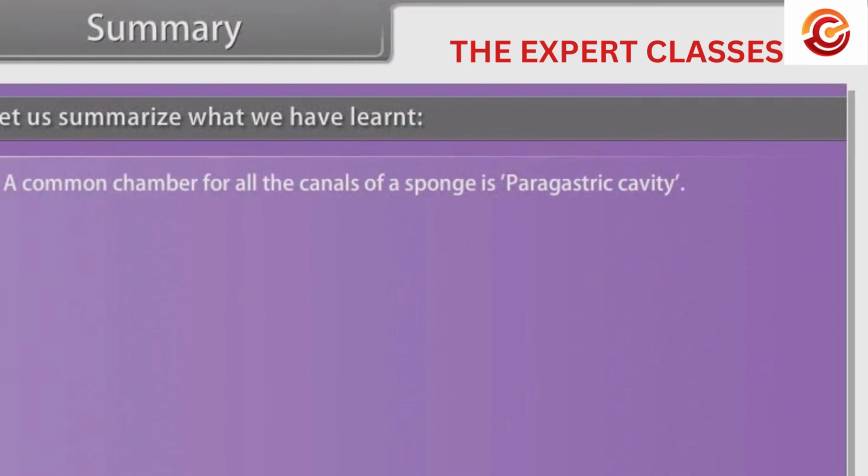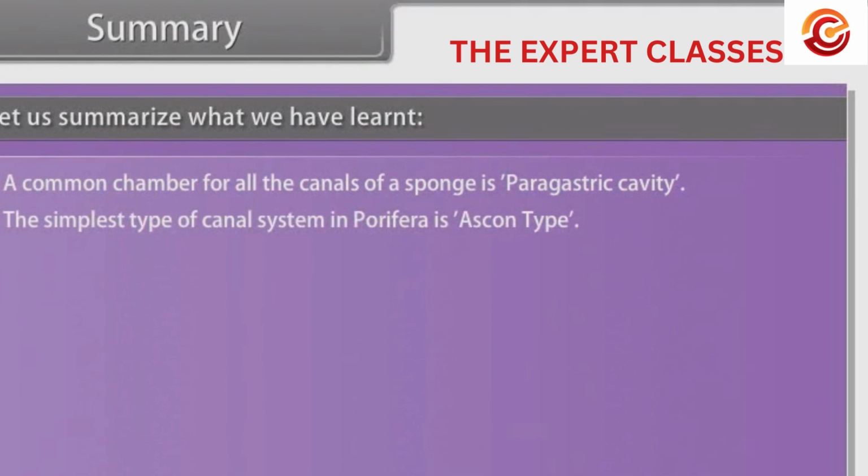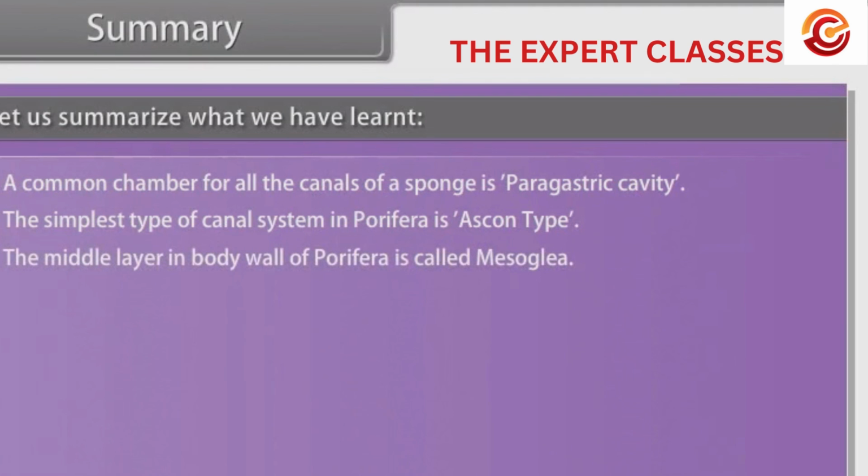A common chamber for all the canals of sponges is the paragastric cavity. The simplest type of canal system in Porifera is the Ascon type. The middle layer in the body wall of Porifera is called mesoglea. Classification of Porifera is based on spicules.